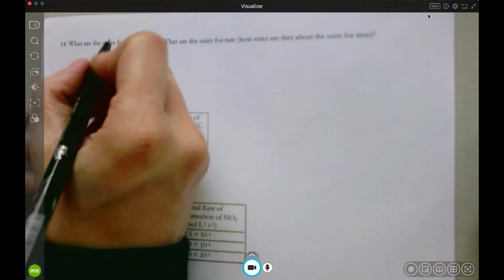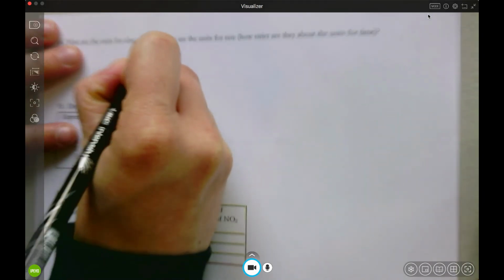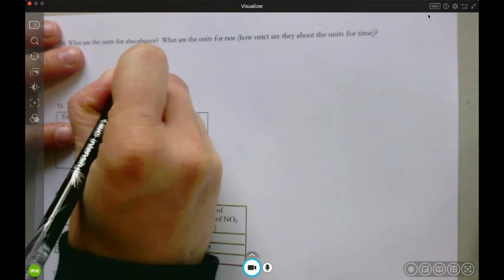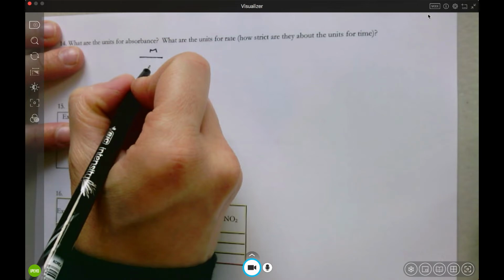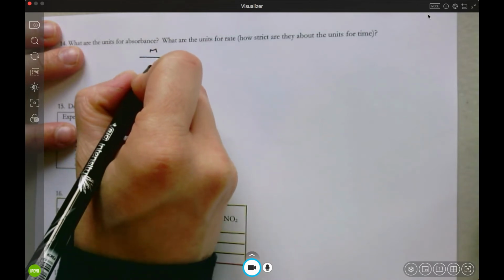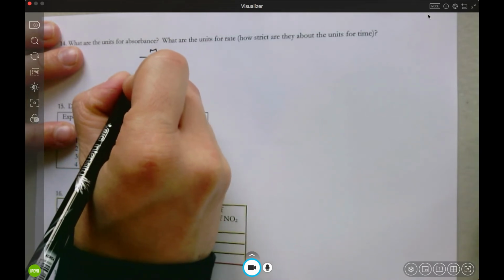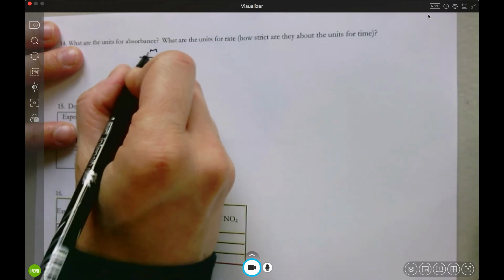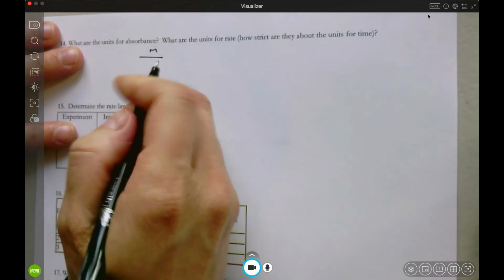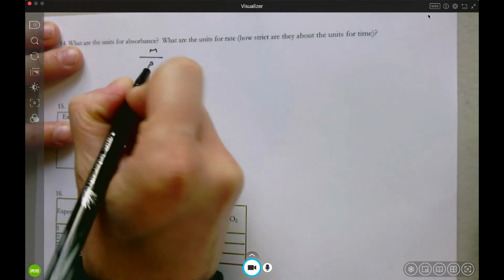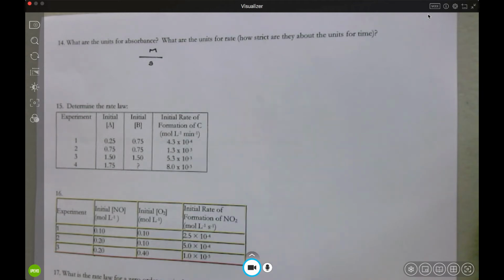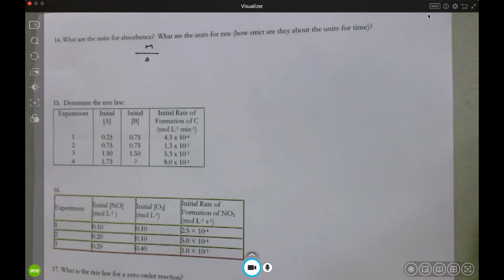What are the units for absorbance? We just went over that. There are no units. And what are the units for rate? So remember, rate is change in concentration, so molar, per unit of time. So if it's seconds, if it's hours, if it's minutes, the question was, how strict are they about that? They're very strict, because saying that the change in concentration per minute is the same thing as per second is completely wrong. So they're going to be very strict, so make sure that whatever unit of time, seconds, minutes, hours they're using, that you are recording that properly.